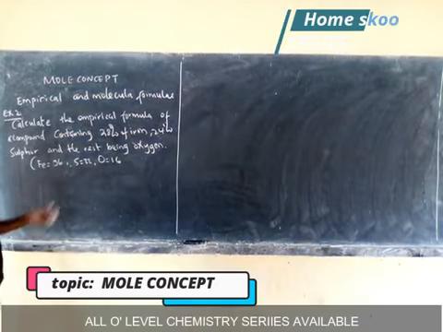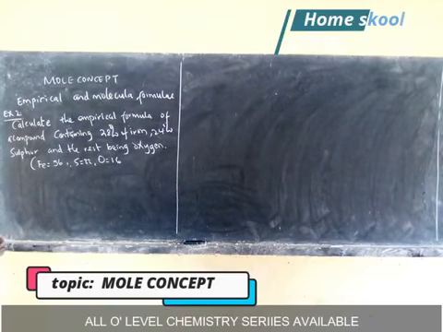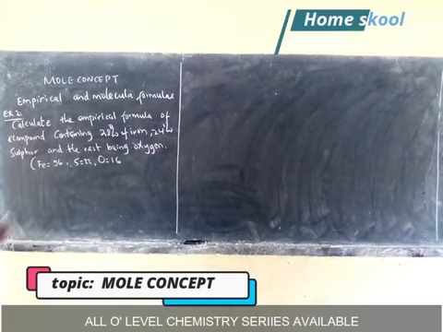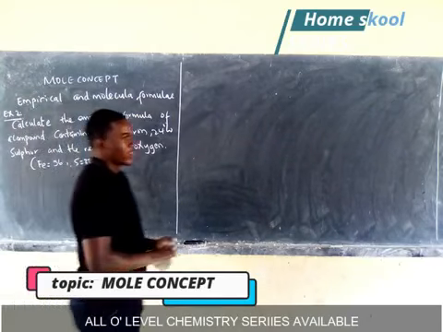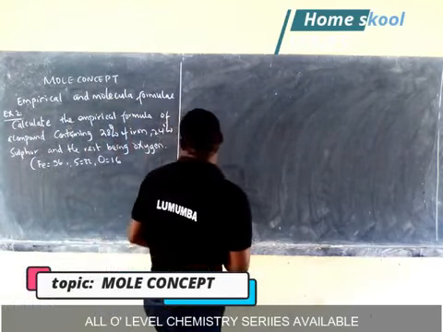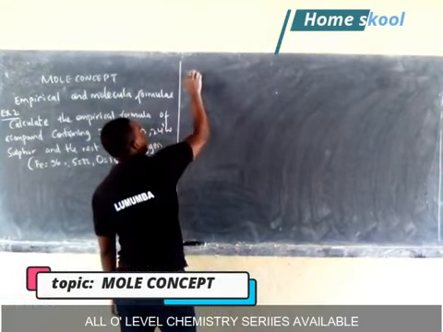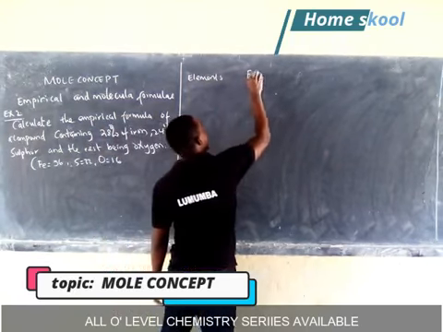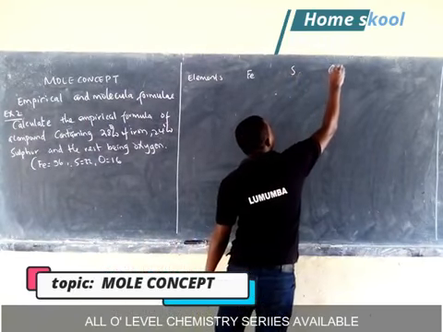I have example 2 here. Calculate the empirical formula of a compound containing 28% of iron, 24% of sulfur, and the rest being oxygen. They are giving us iron 56, sulfur 32, oxygen 16. So we're supposed to calculate the empirical formula. Following our steps, you first write the elements present. The elements, we have iron, sulfur, then you have oxygen.